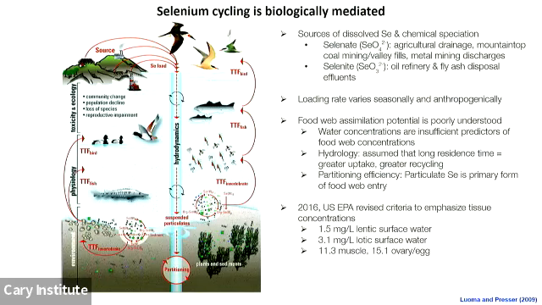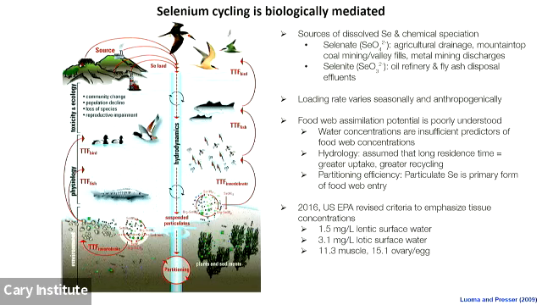We know now, after decades of research, that selenium cycling is really biologically mediated, and food web assimilation is the most important component. That assimilation into the food web is the critical step, but it's really poorly understood. And I'll highlight some of those gaps in understanding a little bit. We know that water concentrations are very poor predictors of food web concentrations.